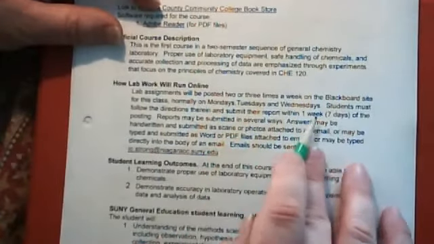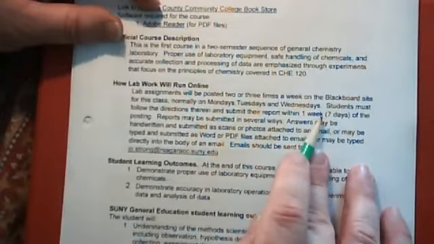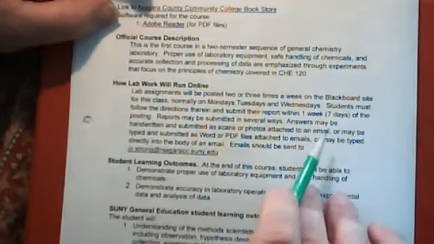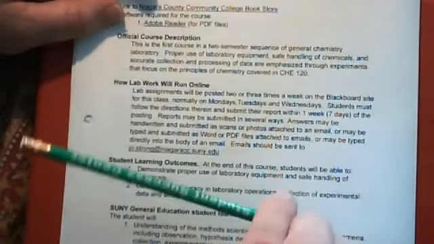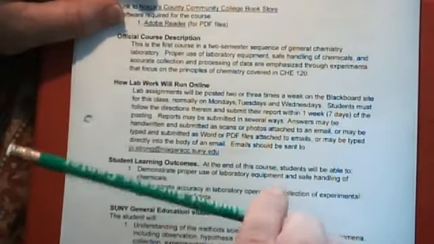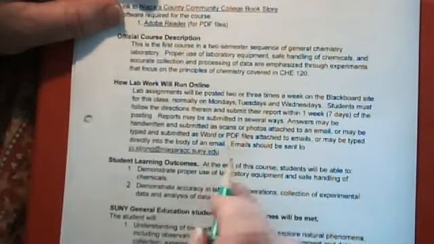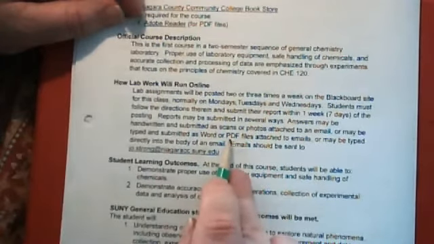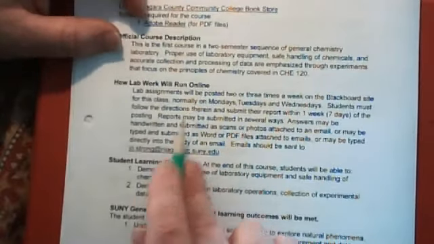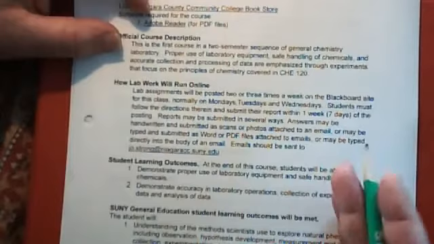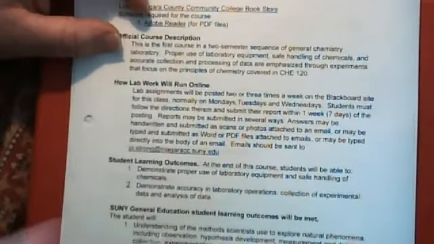The experiments will be posted as PDFs on the Blackboard website. That's why you need to be able to read PDFs. They're generally more widely readable than Word documents are. So be sure that you've got the ability to read those. And essentially what you're going to do is look at the procedure for the experiment. You're going to do what it tells you to.